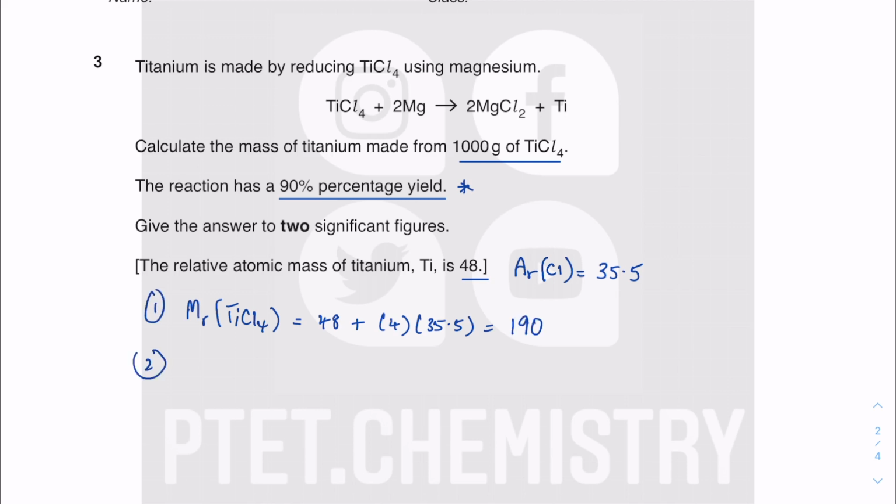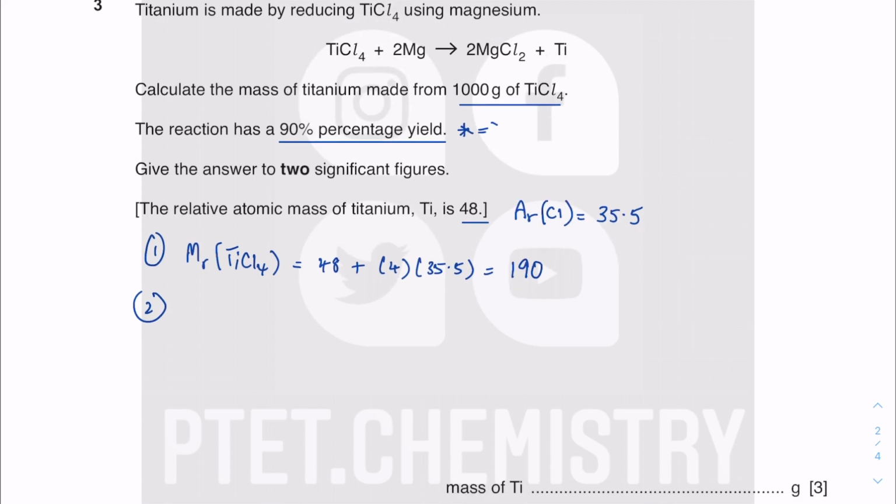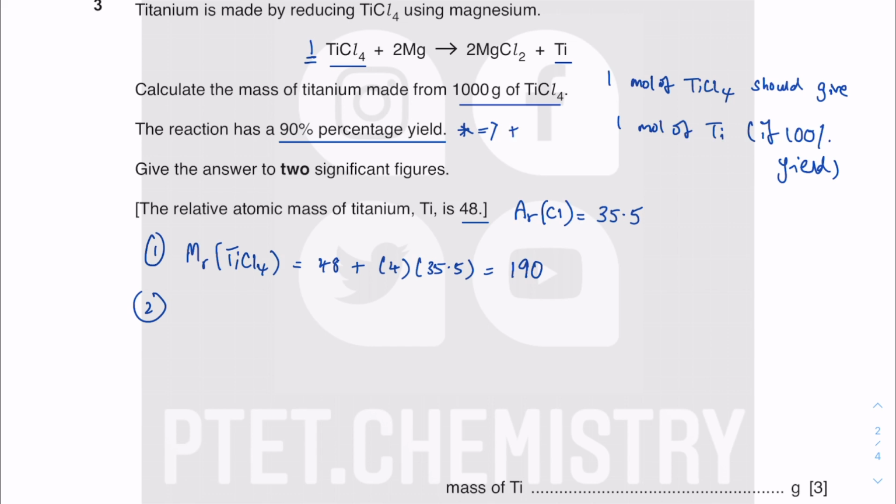Now 90% percentage yield, what does this mean? Usually a balanced equation means all of the reactant goes to form the products. So the percentage yield will be 100% because all the reactants reacted. So now you get the titanium from the TiCl4, 1 mole of TiCl4. So I'm writing this down, but you don't really have to write it down. This is the idea. 1 mole of TiCl4 should give 1 mole of titanium if 100% yield. But 90% yield means 1 mole of these only gives you 90% of what you expect.